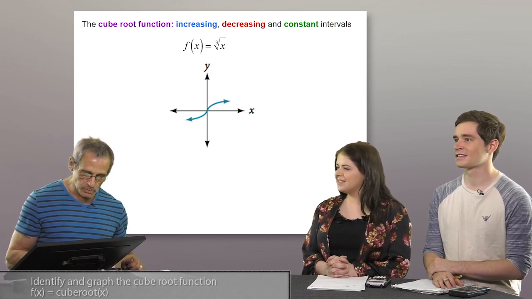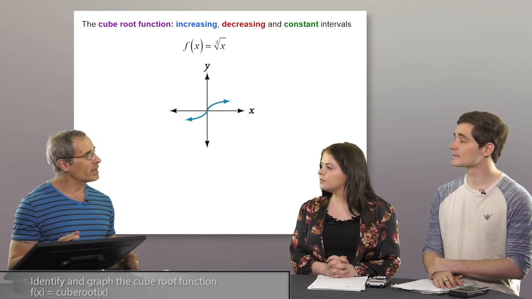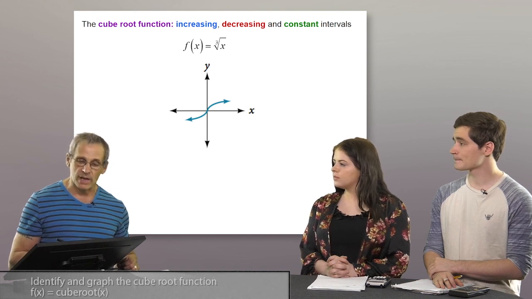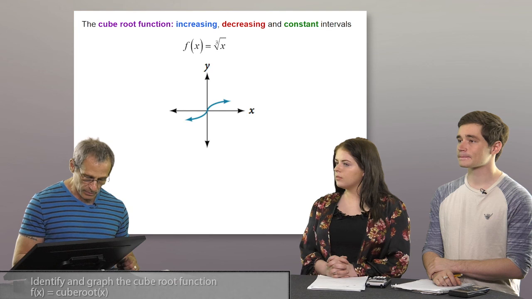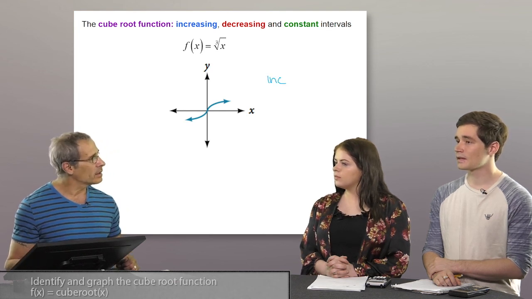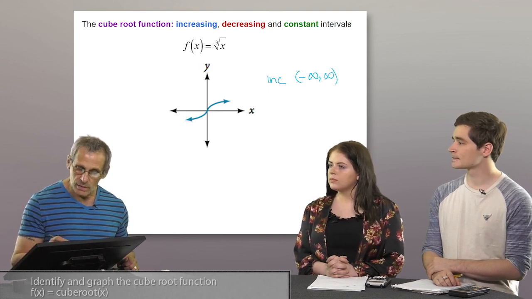You know this, right? So notice this graph, when I look from left to right, is doing what? It is increasing. It's going up from left to right. So that means my graph is going to be increasing on its domain. And what was its domain? -infinity to infinity. Very good. Very well said. Thank you.